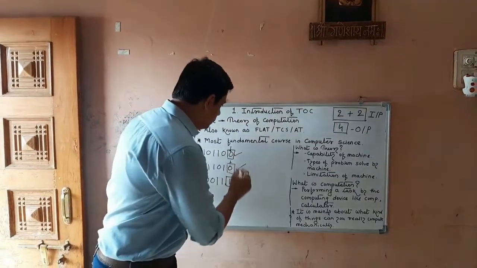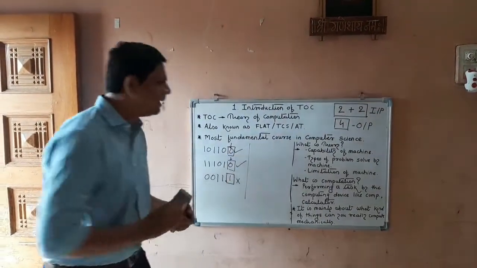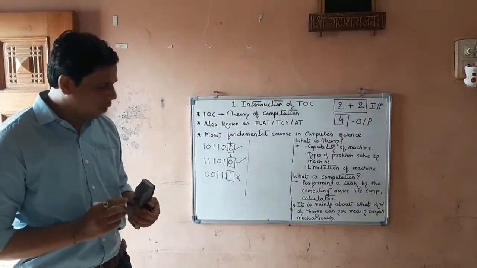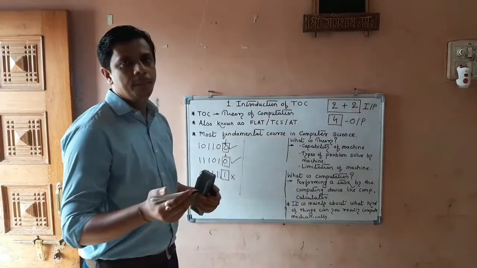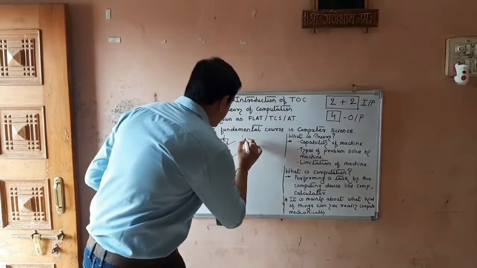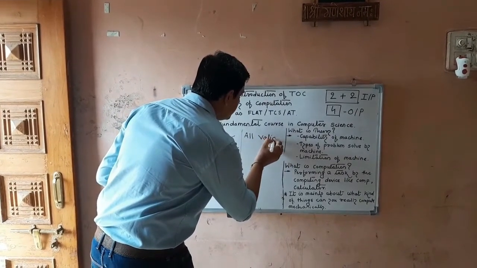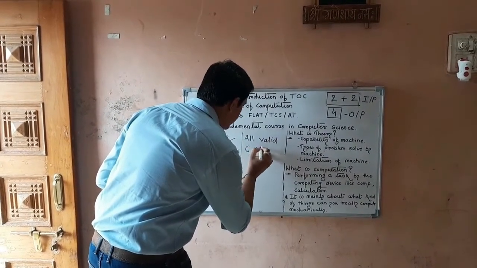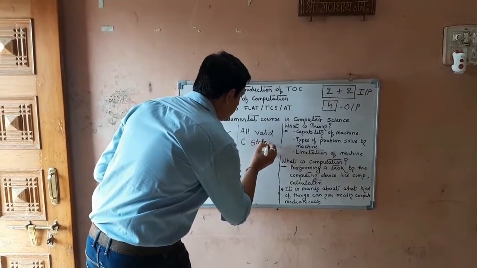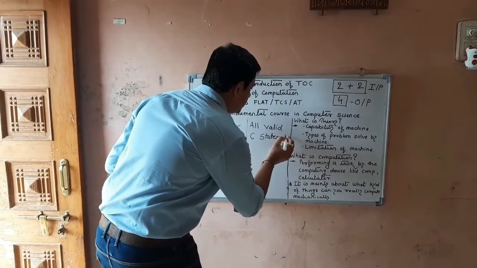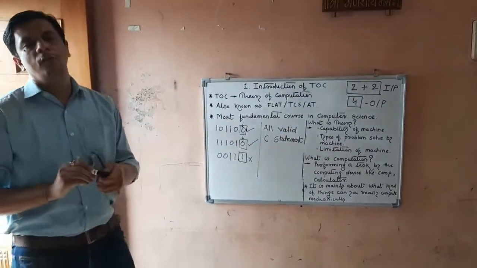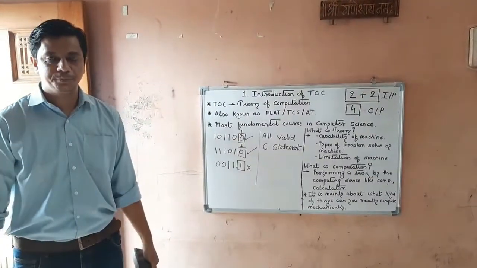Now take the second example. The second example is: design a machine which accepts all valid C statements.